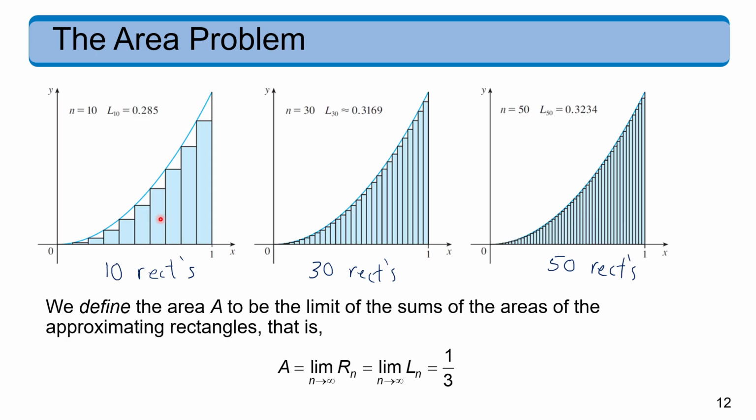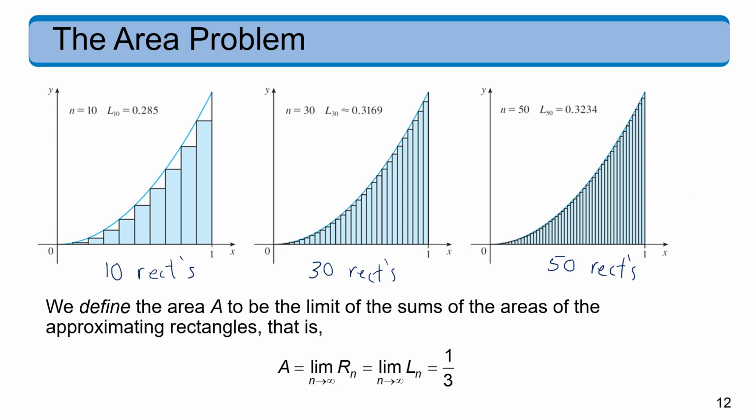But notice in the graph on the left, there's quite a bit of white space missing that we didn't account for that's in the true area. But when we increase the number of rectangles, that white space decreases. And by the time you get to 50, you can barely see it, right? So we're seeing the same thing with the left sums compared to the right sums, that the number of rectangles will improve the approximation.